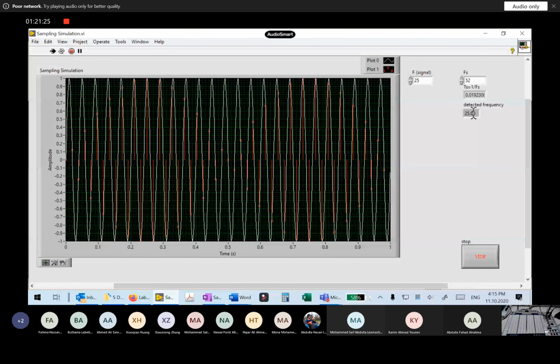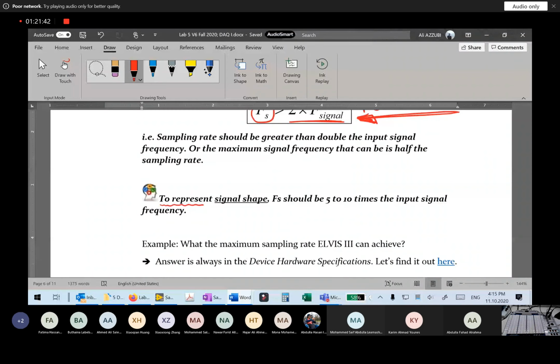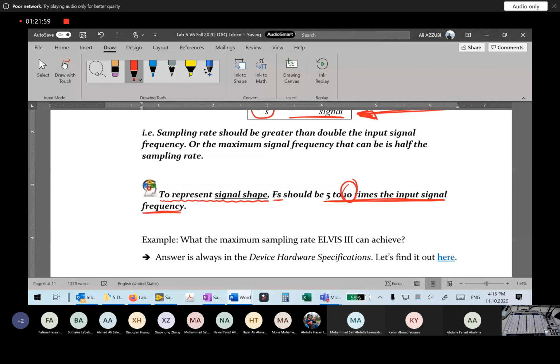You see now here that I'm measuring the frequency of the input signal. The input frequency is 25, I'm measuring 25. Okay. So for frequency measurement, this is fine, but for shape restoration, this is number 2. To represent signal shape, the sampling frequency should be at least 5 times the input signal frequency. Usually we use 10.